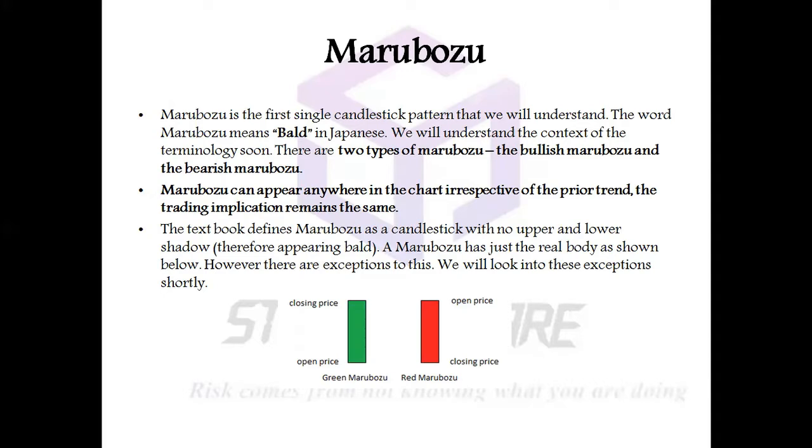So the open price, the high price, the low price and the close price will be the same in that sense. If it is a green candle, then the open and low will be the same. If it is a red candle, then the open and high will be the same. So there are two types of candles which can be formed in a Marubozu. One is the bullish Marubozu and one is the bearish Marubozu.